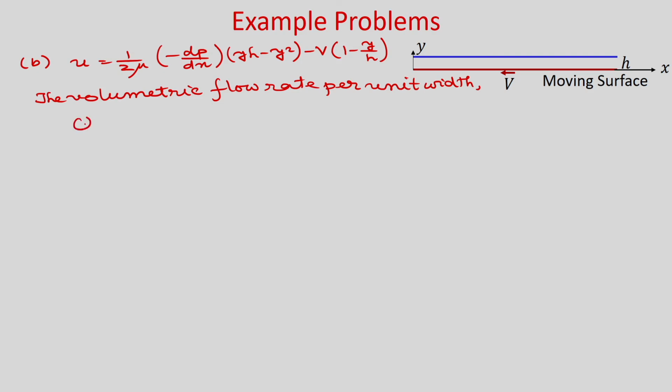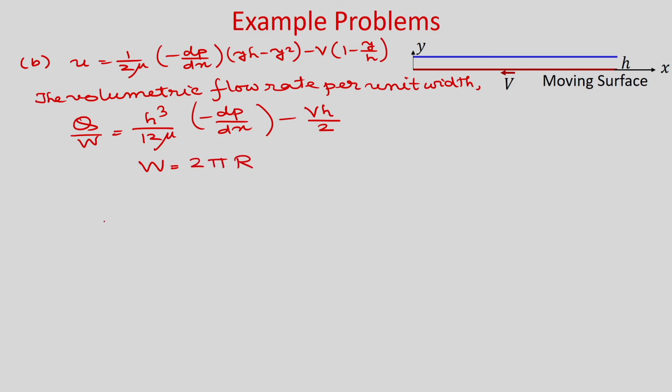Okay. So, Q by W will be just h cube by 12 mu into minus dp by dx minus Vh by 2. In this case the width W is in the circumferential direction, so it will be twice pi r. So, from here minus dp by dx we can express in terms of the known terms: Vh by 2, 12 mu by h cube.